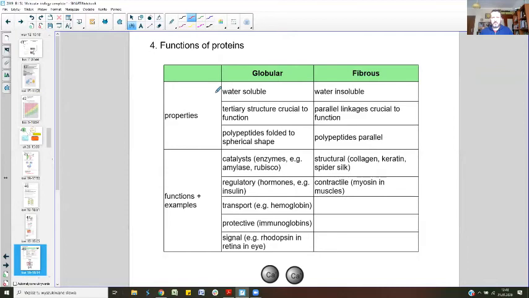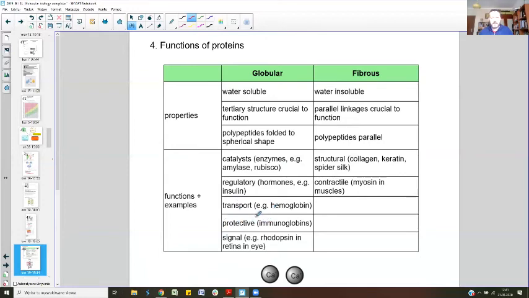Whereas the globular proteins, because they are water soluble and they are folded in a spherical shape, can be transported inside organisms, dissolve in cytoplasm, in this way having a variety of functions. For instance, they may be enzymatic, such as amylase in our digestive system or rubisco in plants. They may be regulatory, such as hormones, our famous insulin. They may perform some form of transport, for instance, hemoglobin in our blood.